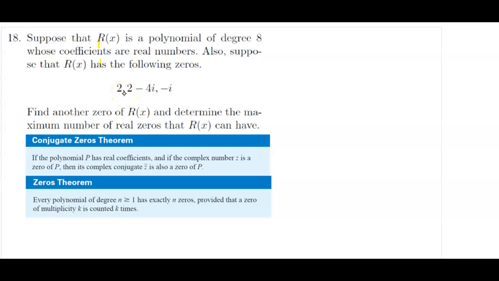All right, in this question, we know that the polynomial of degree 8 has the following zeros: 2, 2 minus 4i, and minus i. So the question is, we want to determine other zeros, and we want to figure out what is the maximum number of real zeros it can have.